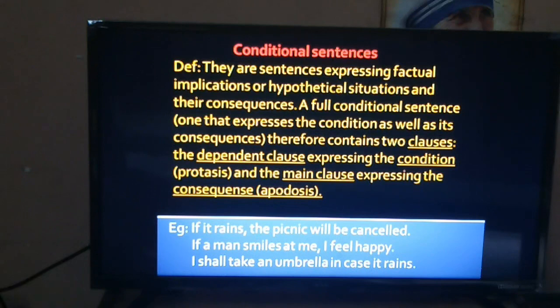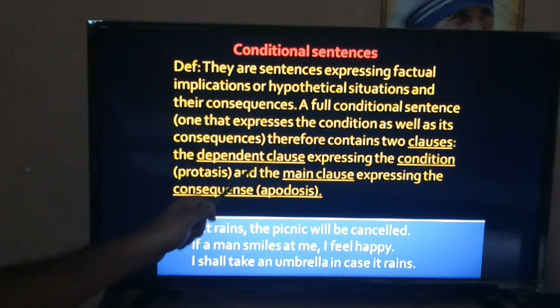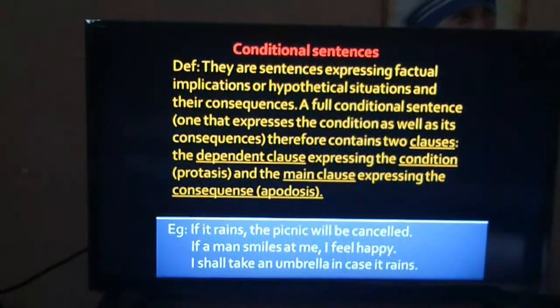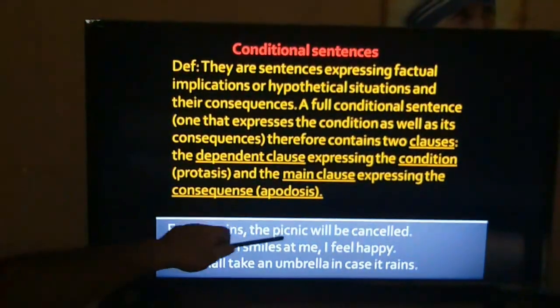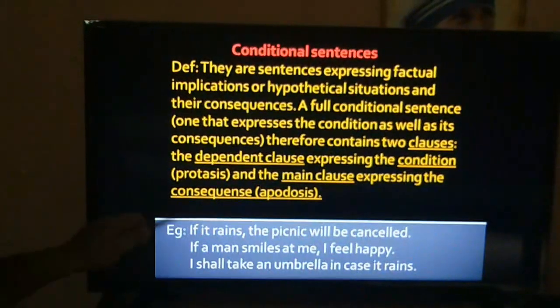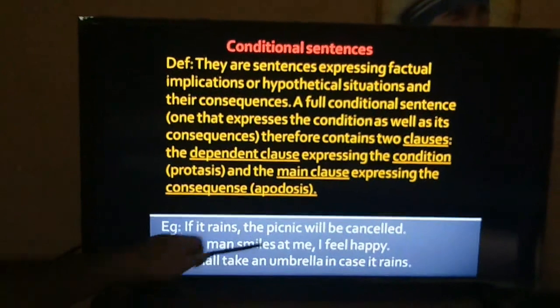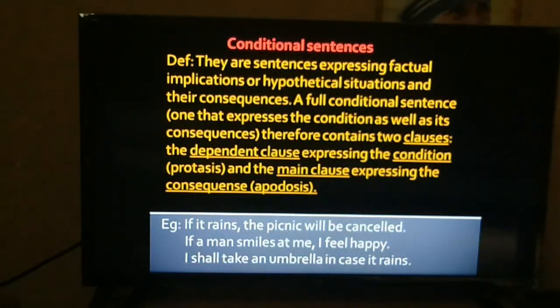What is protasis? Protasis is the if clause which expresses the condition. Then we have apodosis, the main clause which gives the consequence or result of it. So conditional sentences contain both protasis and apodosis. Here, take note of these examples. If it rains, the picnic will be cancelled. If a man smiles at me, I feel happy. I shall take an umbrella in case it rains.